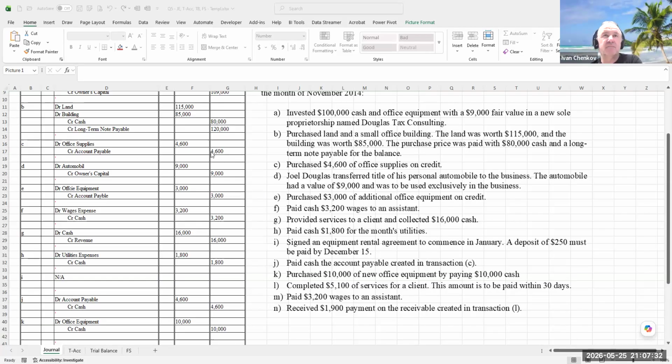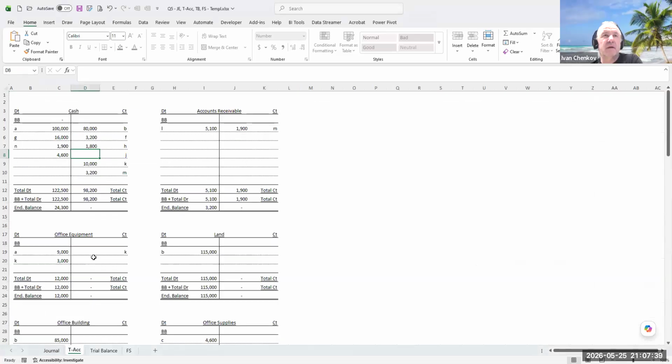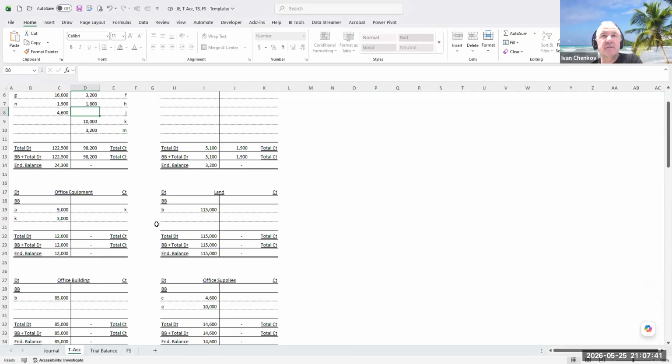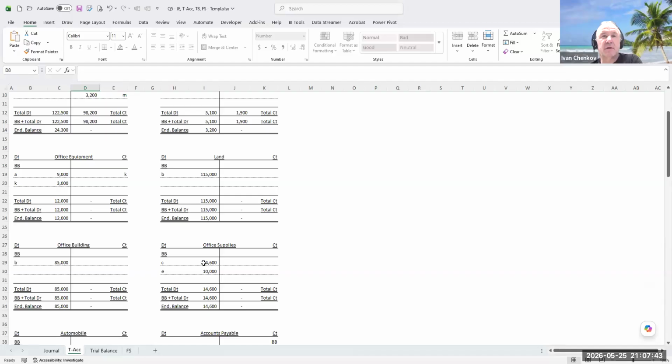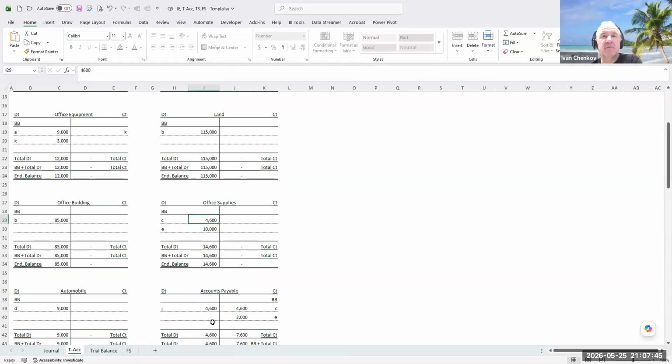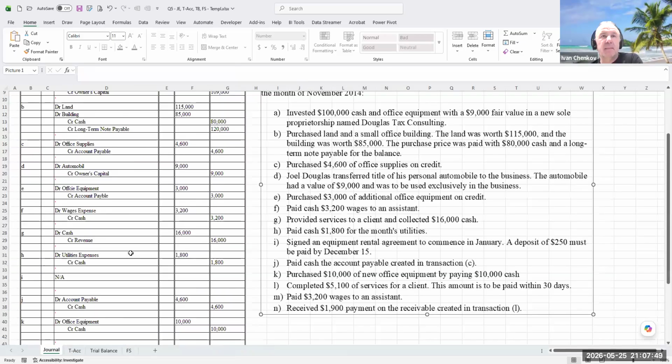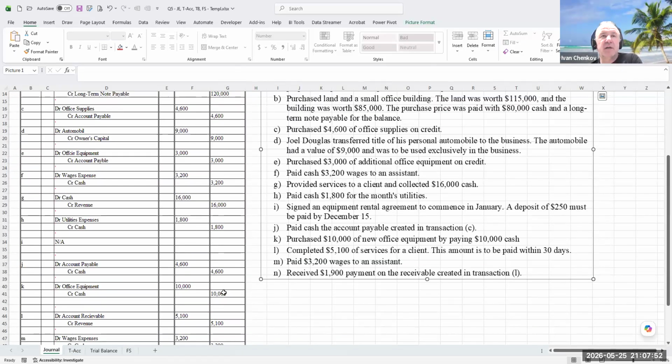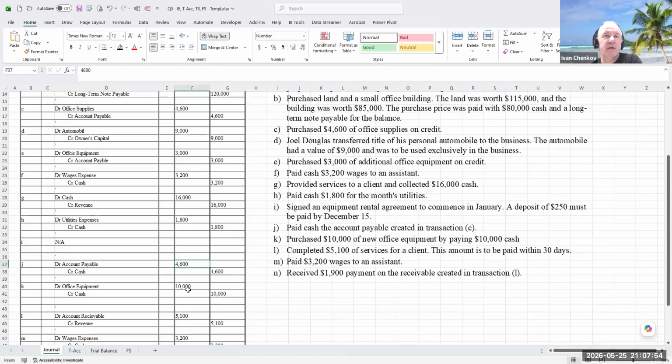On the first 4,600, I'm going to check office supplies and accounts payable. Do I have those amounts there? So I'm going here, letter C, and I'm checking office supplies 4,600, accounts payable 4,600. I'm okay. Next one, on letter J, I have accounts payable debit for 4,600 and cash credit 4,600.